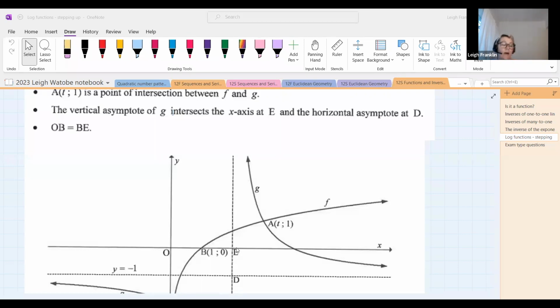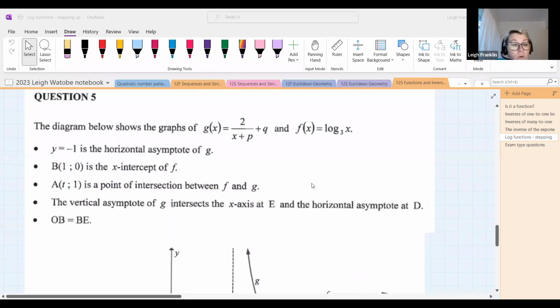So in a way, by telling us OB equals BE, what they're doing is they're telling us what the coordinates at E are going to be, if we're able to interpret that correctly. Okay, so Pagelo, you're saying, is Q equal to -1? Yes, quite right, Pagelo. Perfect. So y equals -1 is the horizontal asymptote of g. That's exactly what it means.